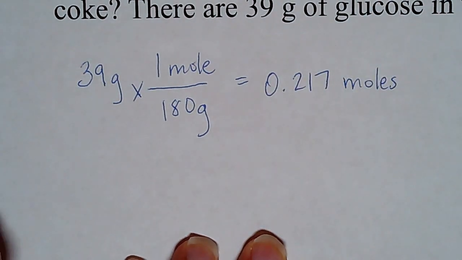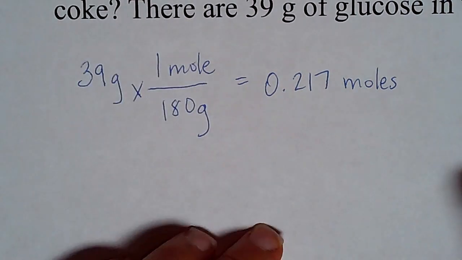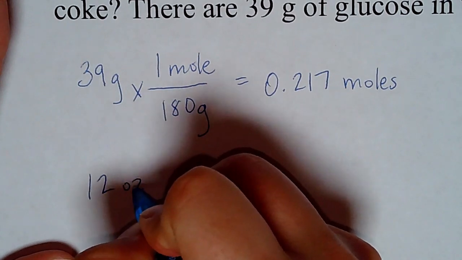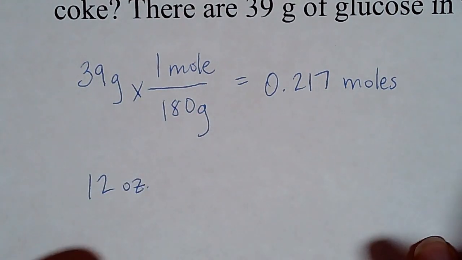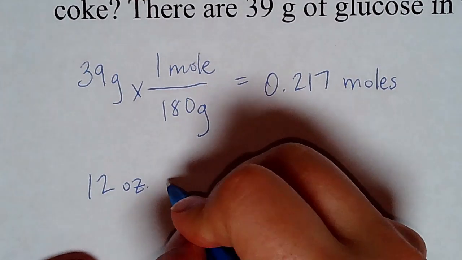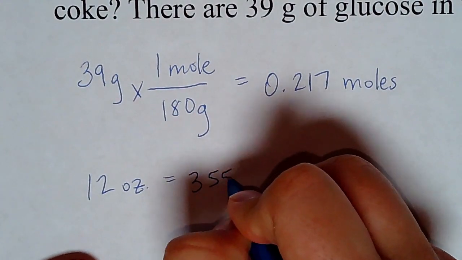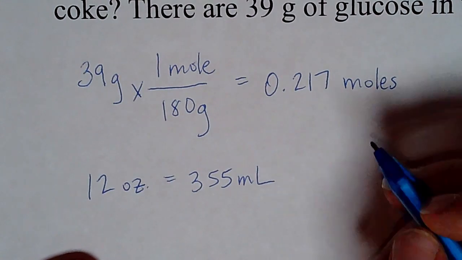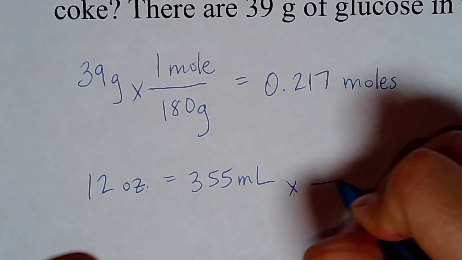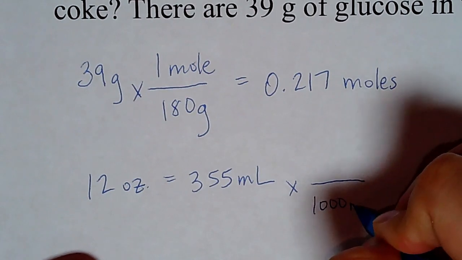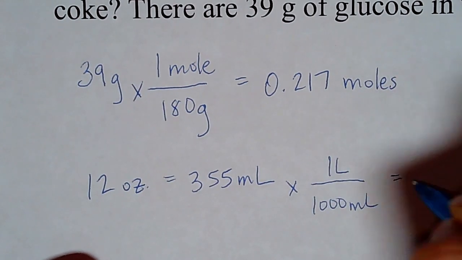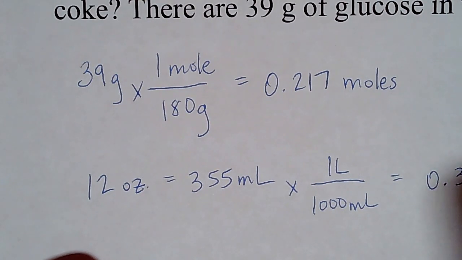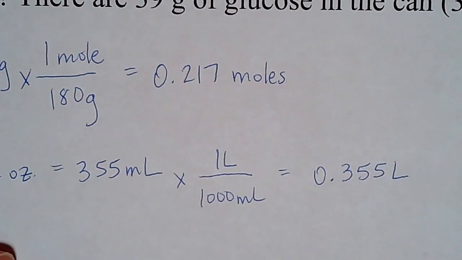Alright, then we want to look at total liters of the solution. So we have 12 ounces of our solution, which is the same as 355 mL. Okay, so we just have to convert this into liters. So 1,000 mL on the bottom, 1 liter on the top. We have 0.355 liters then of our solution.